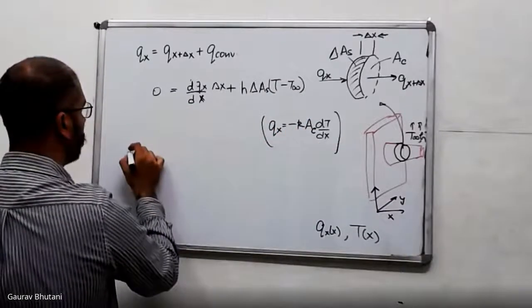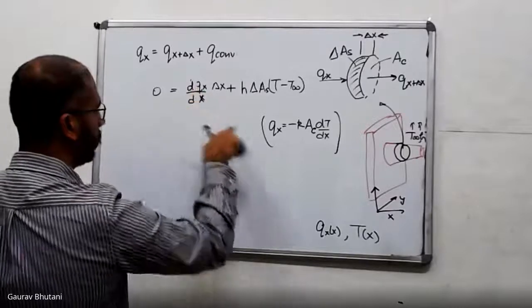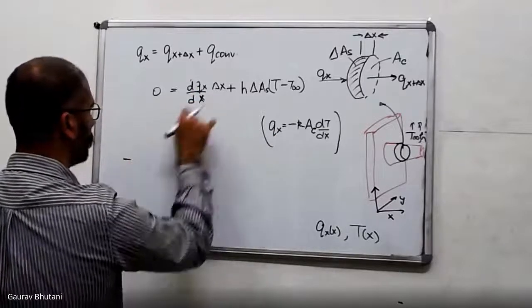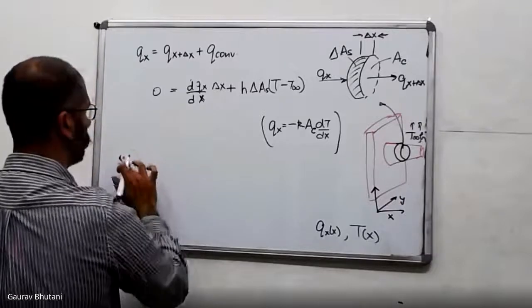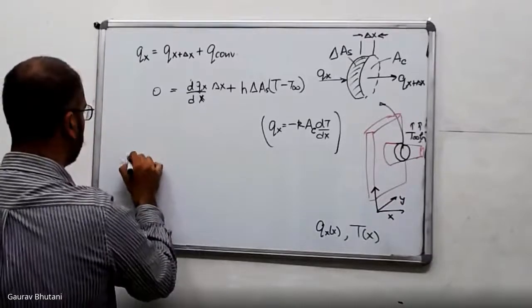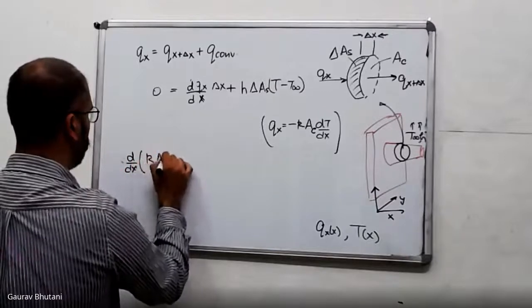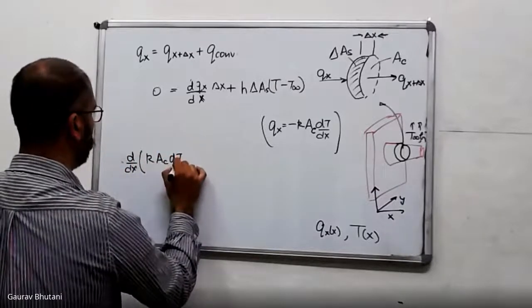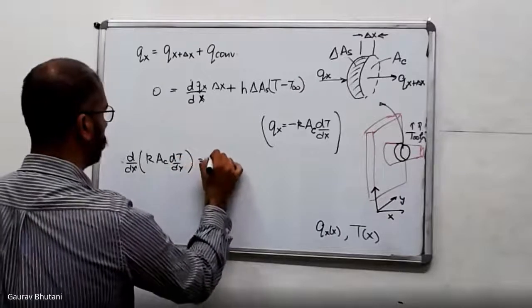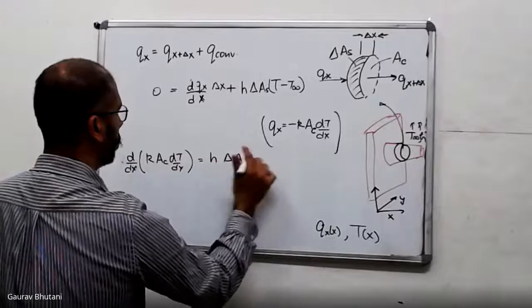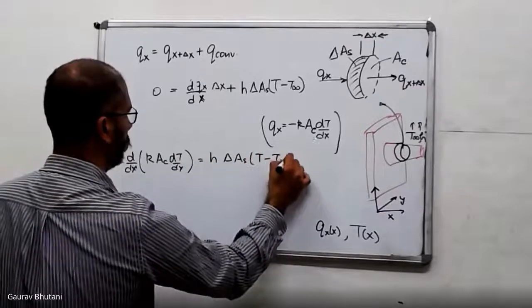So what we end up getting is dq by dx. That becomes minus, I can take this on the left hand side, so this becomes d by dx of K AC dT by dx, and this is equal to h delta AS times T minus T infinity.